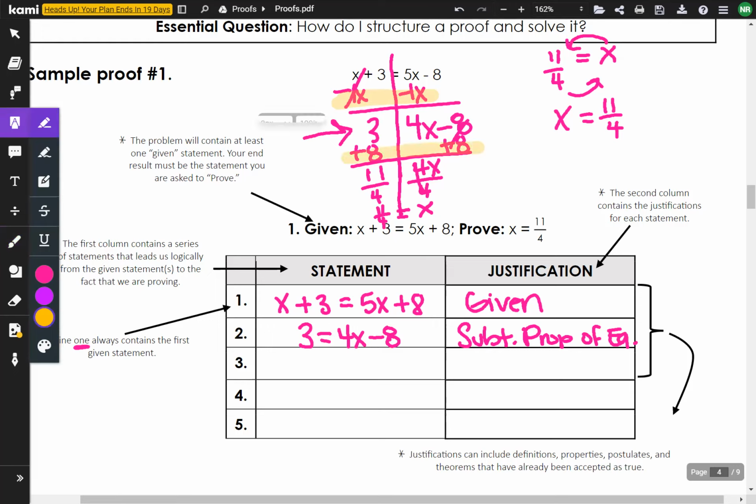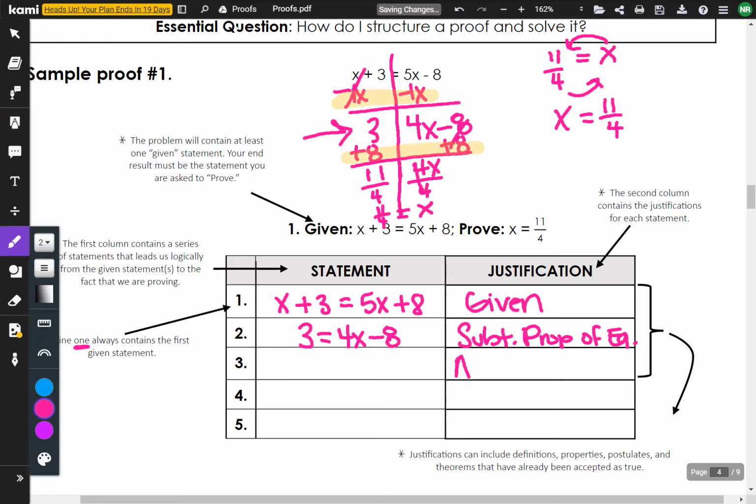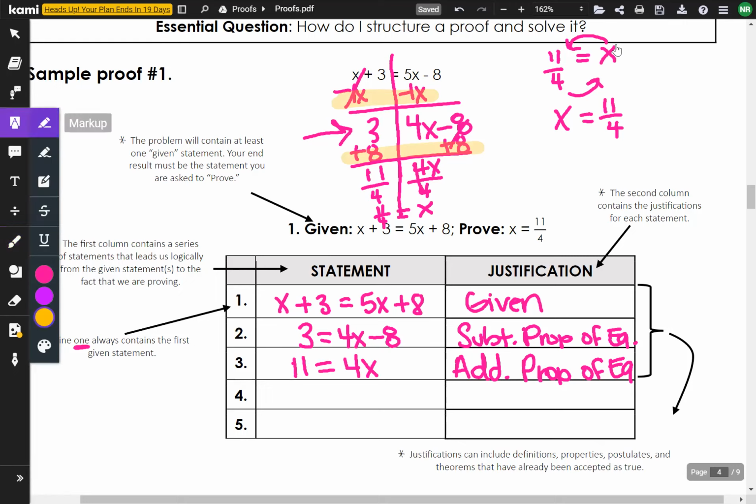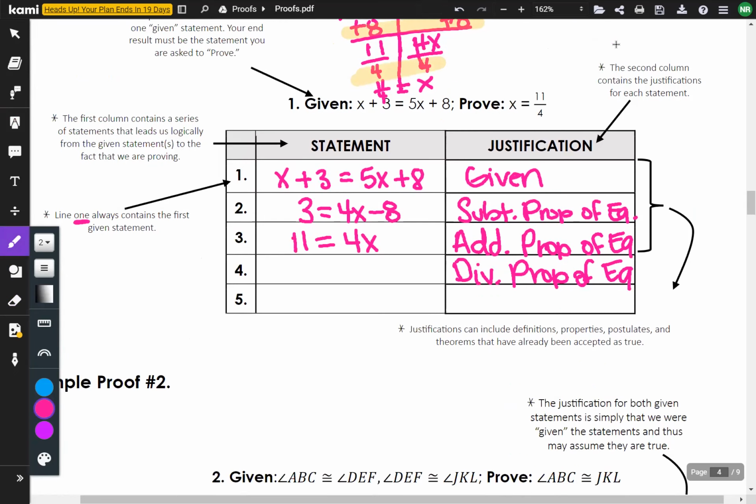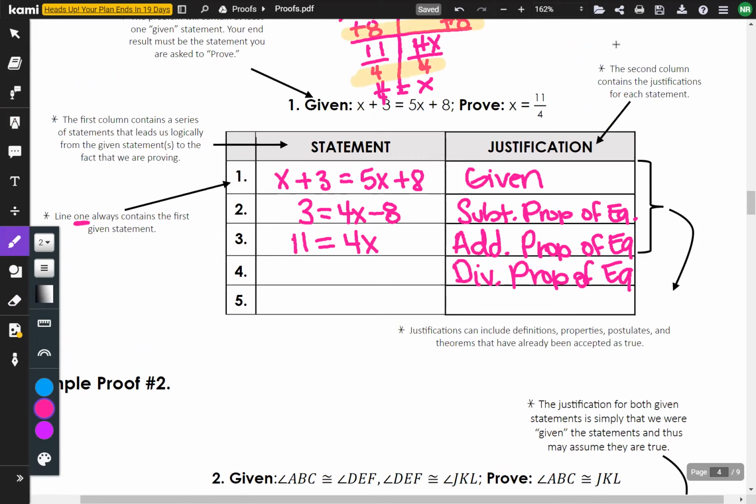The next step was to add 8, meaning we used addition property. Okay. And when we added the 8, we end up with 11 is equal to 4x. Next step was to divide by 4 using division property. When we use the division property, it doesn't switch the x to the other side. We just bring it down and we have x equals 11 over 4.